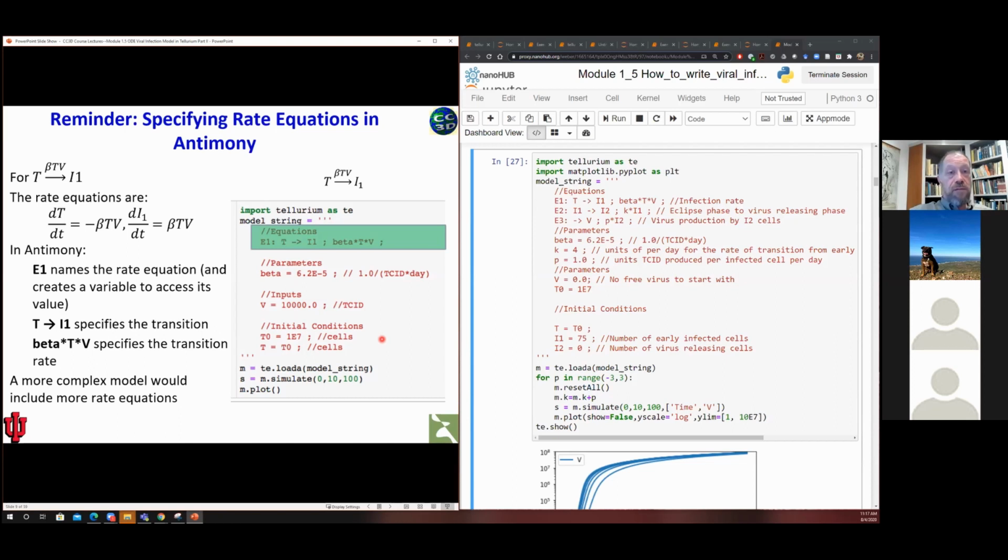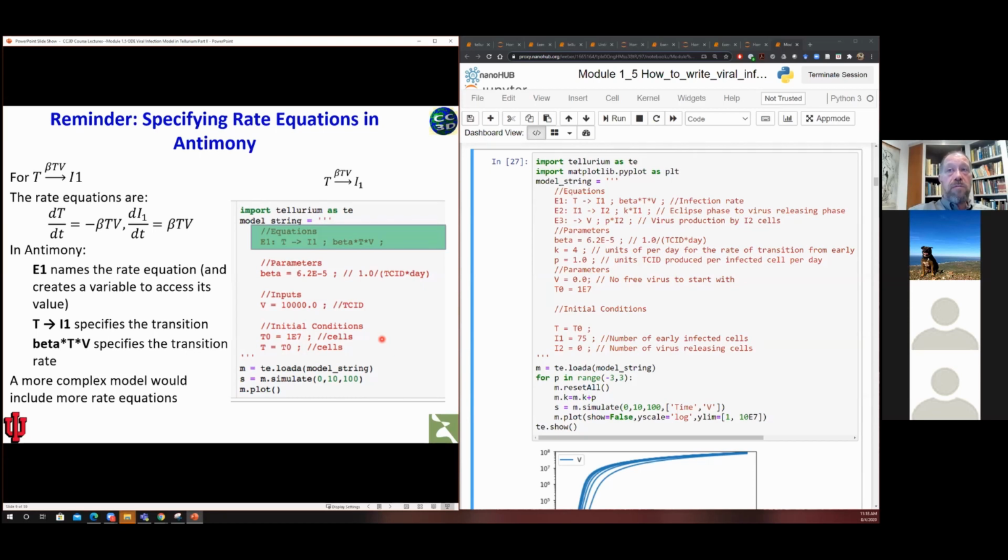That's very convenient if you have complex chemical reactions like 17H2 plus 15O2 plus 26C goes to something. Tellurium will automatically handle stoichiometry. When we're doing population models or phenomenological models or regulatory models, that stoichiometry function isn't used as much, but it's helpful to remember that it's there.